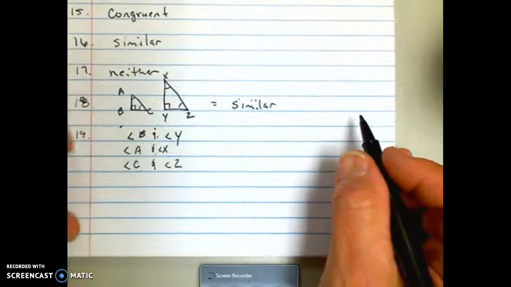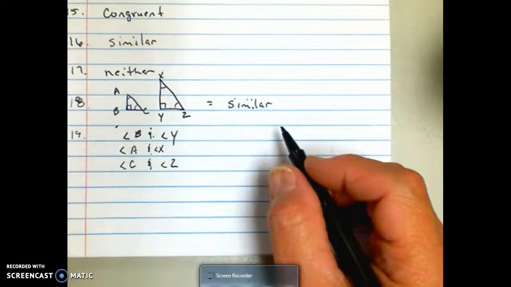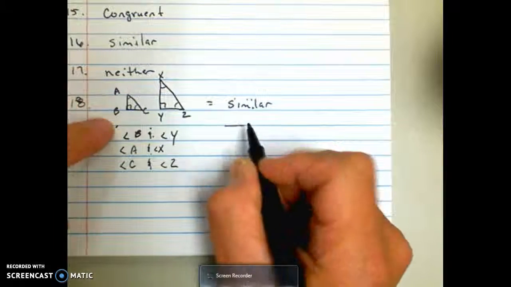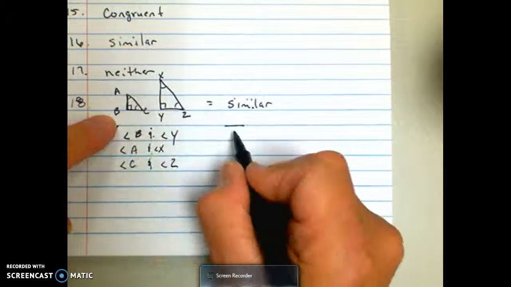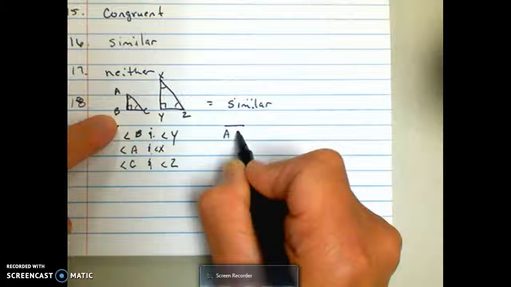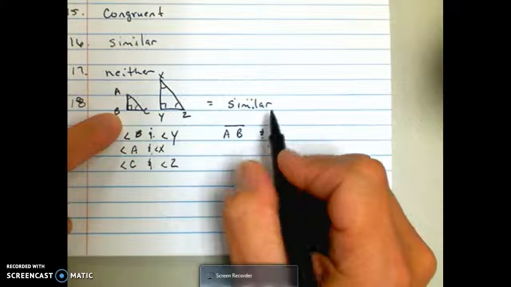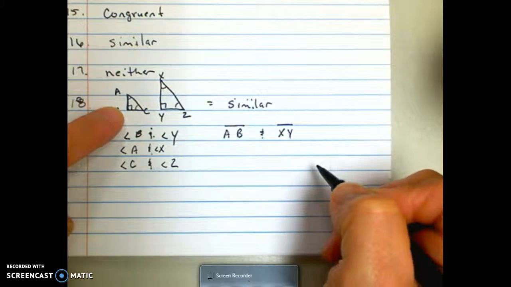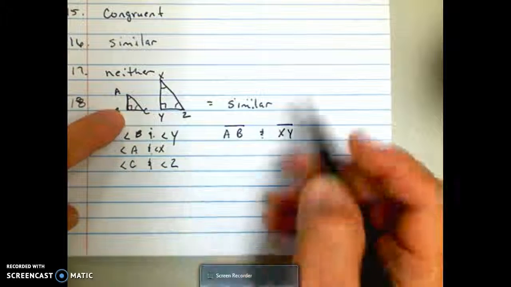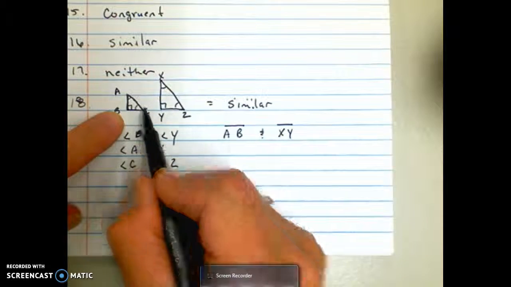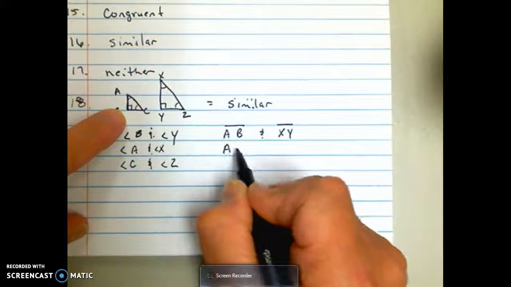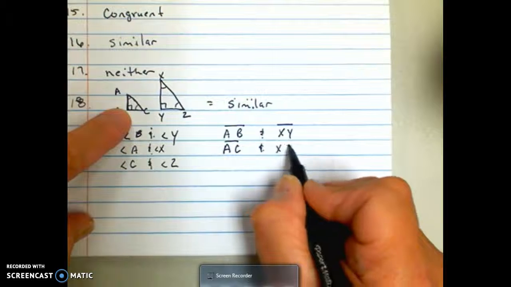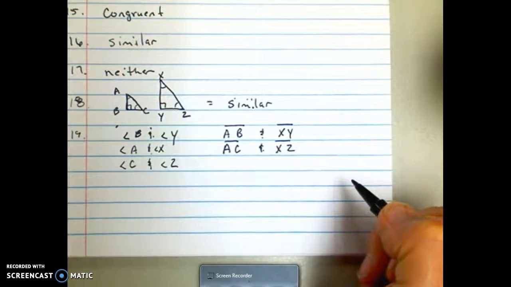Now we want to match up the line segments of these corresponding sides. We did the angles, so now we're going to do the sides. I'm going to go line segment AB matches up with line segment XY. I'm going from an acute angle to my right angle. And then I'm going to take a look at this side, and I'm going to go from line segment AC to line segment XZ, and they match up.